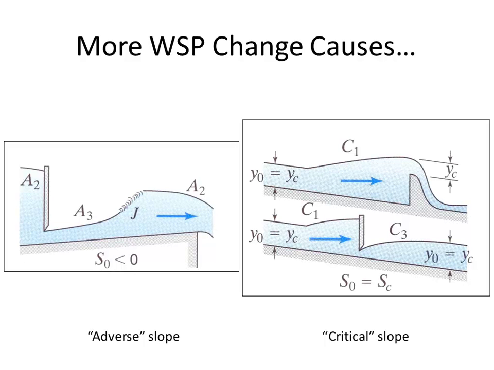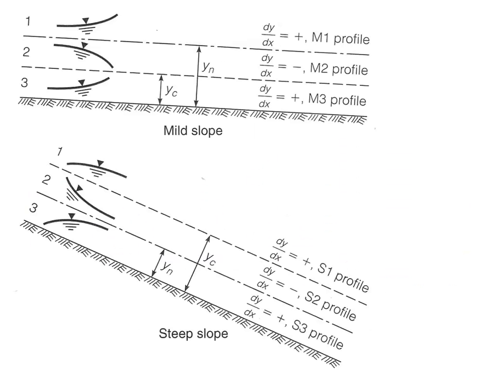So these are showing some of the instances where you maybe see an A2 profile or an A3 profile for an adverse, meaning an uphill slope, or if the slope is critical, how you could see a C1 or a C2. But again, there's no C3 profile because there's no boundary between the critical and the normal depth when the slope itself is critical. Finally, this is the third way to illustrate these different water surface profiles.